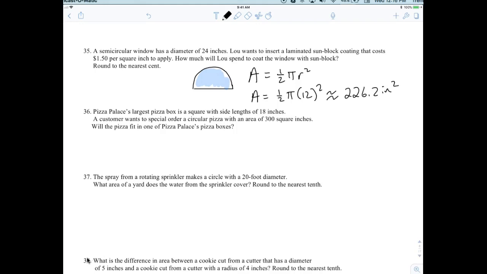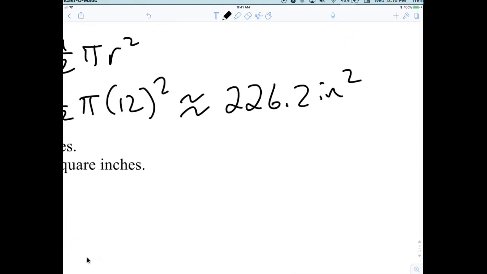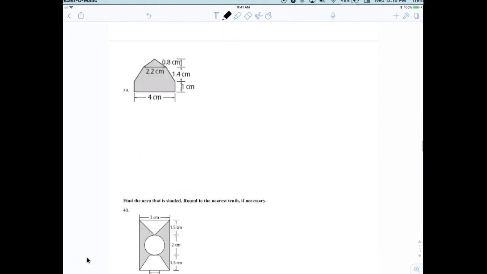Now, it also says it costs how much? $1.50 per square inch. If it costs $1.50 per square inch, what do I have to do? You have to take that and multiply it by 1.5. $339.30.